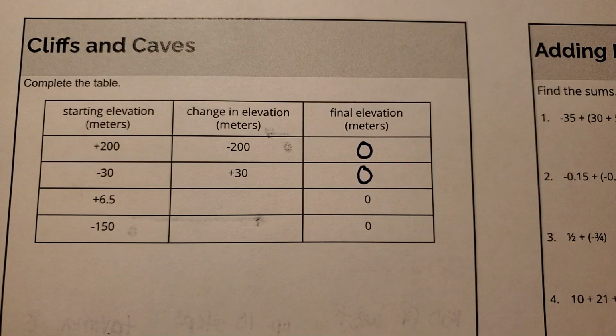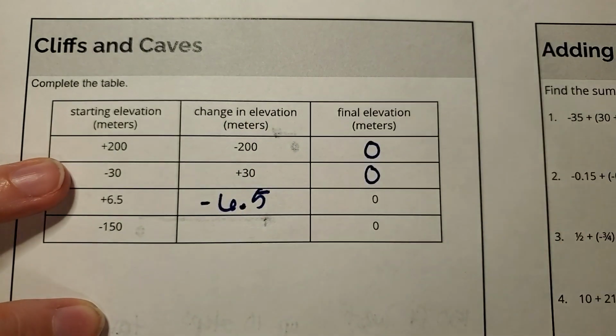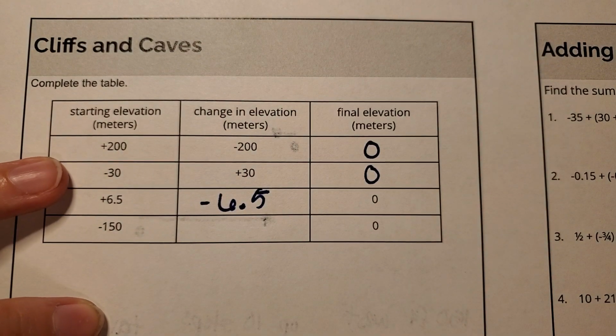Now, some of you might be like, well, hey, I see the pattern, Miss Grant, because our next two final elevations are at 0, and you keep saying something about an opposite. So I'm pretty sure those answers are going to be opposites, and you're incredibly right. So for our next one, our starting elevation is at a positive 6.5, and we want to end up at 0. Well, we're going to have to go down 6.5. So our change in elevation is going to be a negative 6.5.